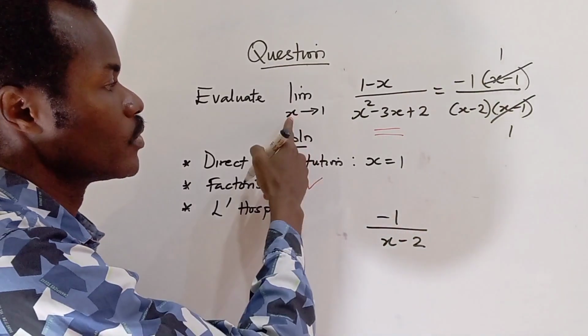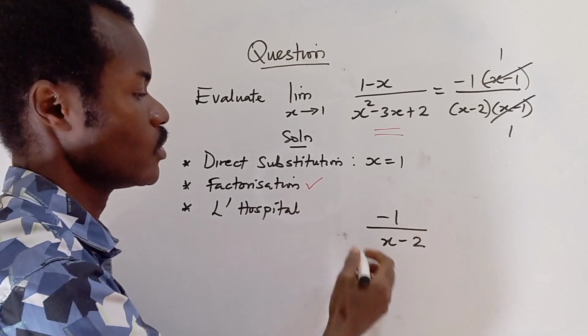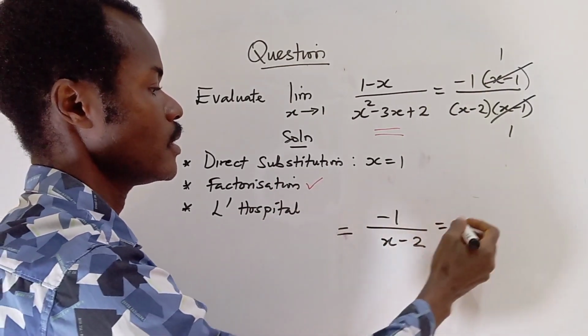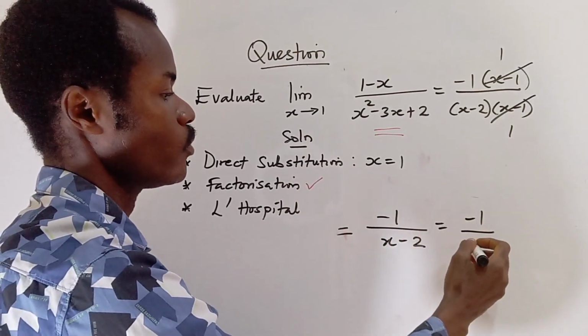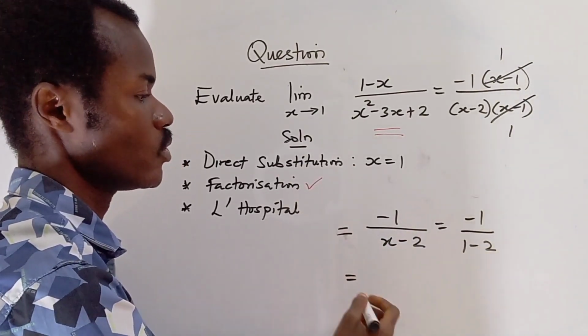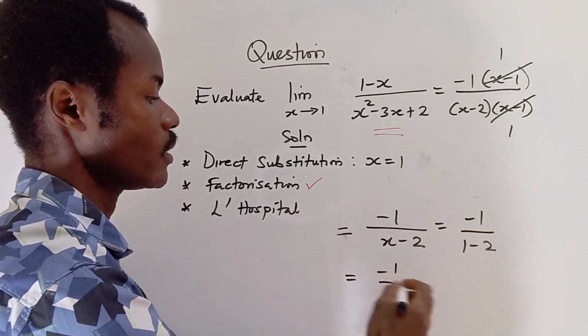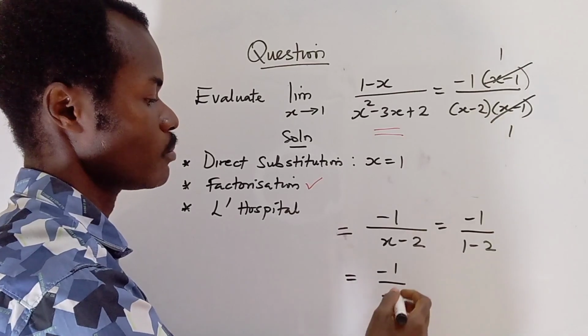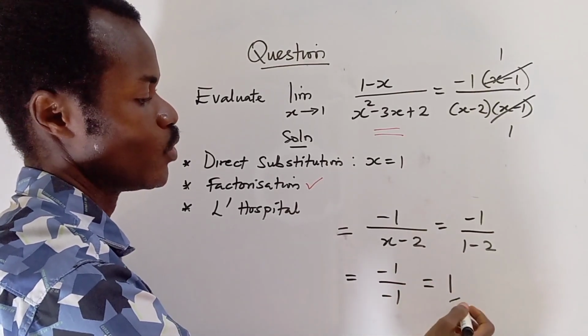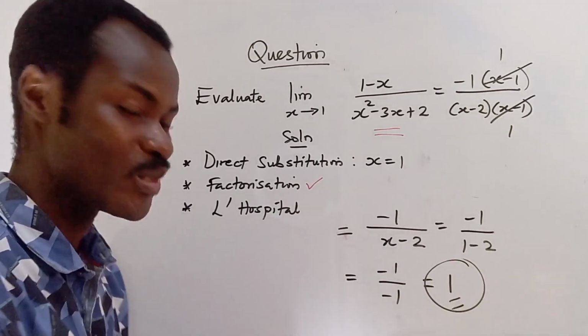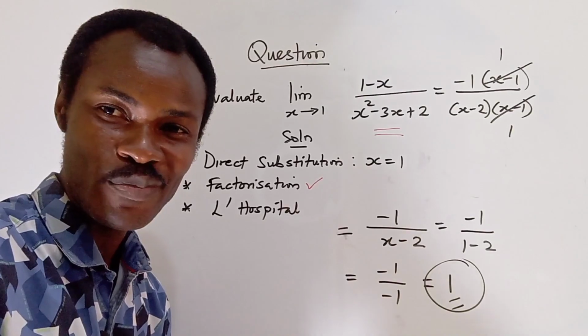So now we can substitute x approaching 1 here. So let's substitute and see. It's going to be minus 1 divided. So x is 1, so we have 1 minus 2. And this is going to give us minus 1 divided, 1 minus 2 is minus 1. And this divide this is going to give us 1. So 1 is the answer to this simple problem.